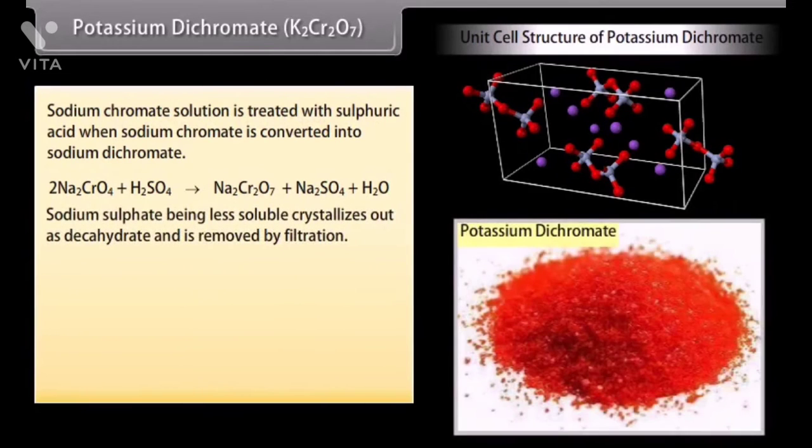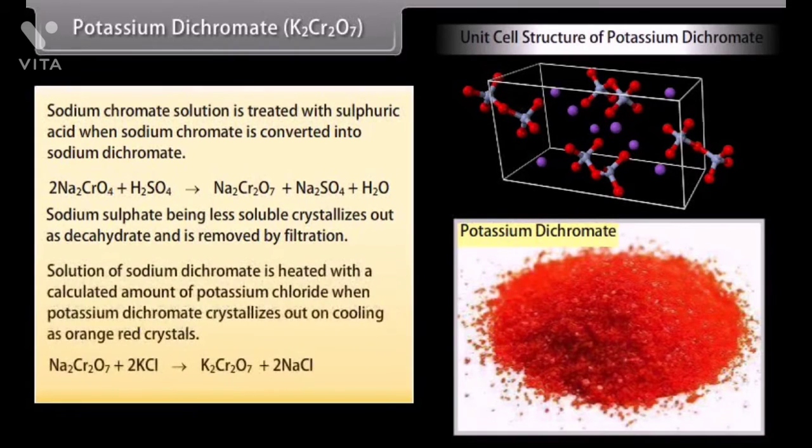Sodium sulfate, being less soluble, crystallizes out as decahydrate and is removed by filtration. Solution of sodium dichromate is heated with a calculated amount of potassium chloride when potassium dichromate, being much less soluble than sodium salt, crystallizes out on cooling as orange-red crystals.